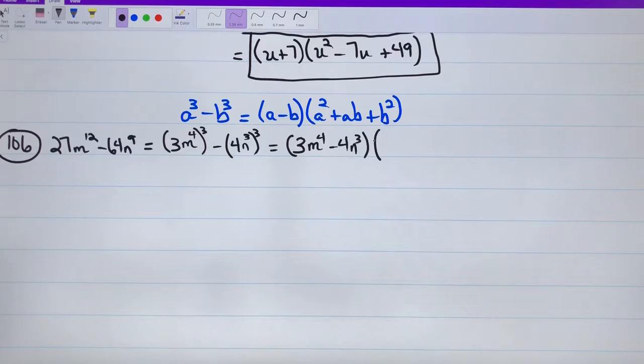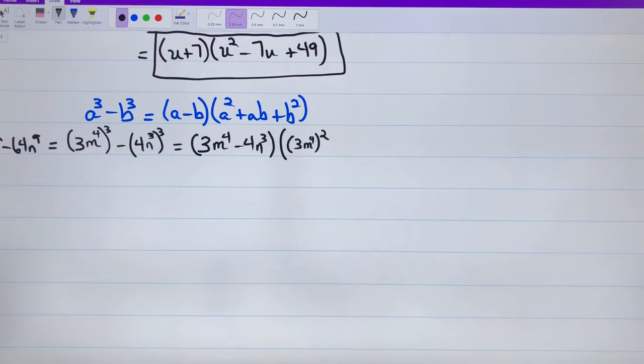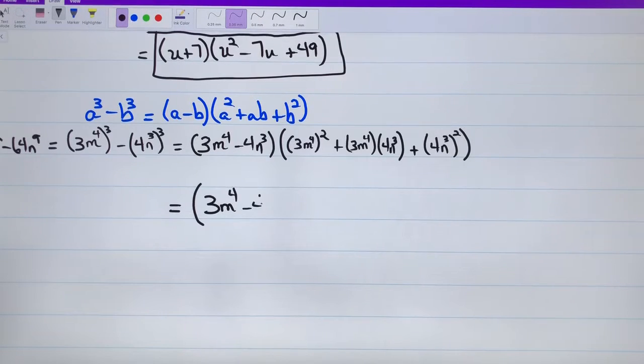And as for what we have for a squared, we'll be looking at the square of 3m to the 4th. And then we have plus a times b, so I have plus 3m to the 4th times 4n to the 3rd. And I have plus the square of 4n cubed. Upon looking at the factorization, I have 3m to the 4th minus 4n cubed.